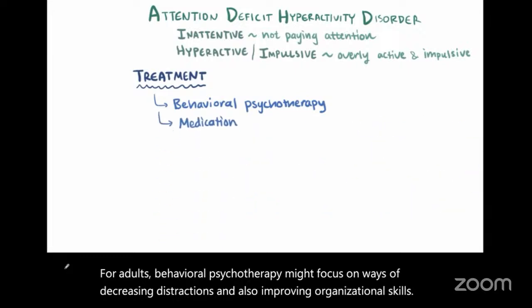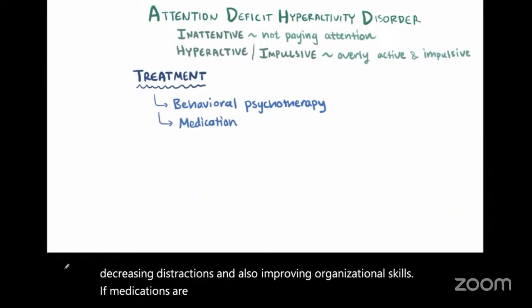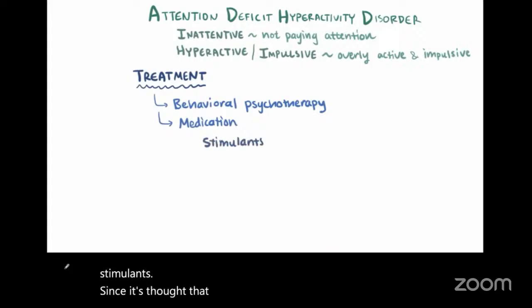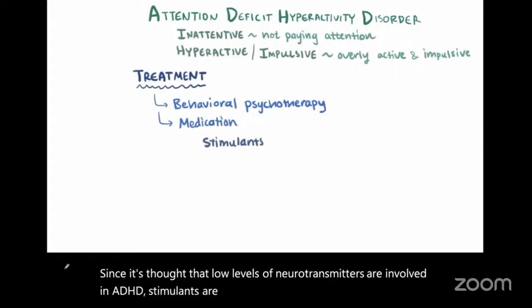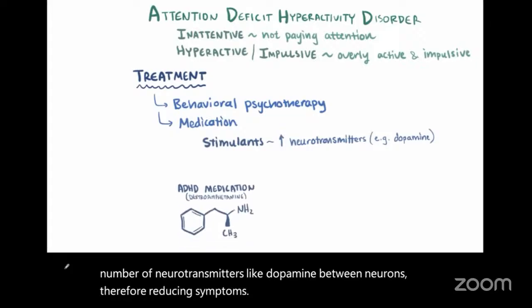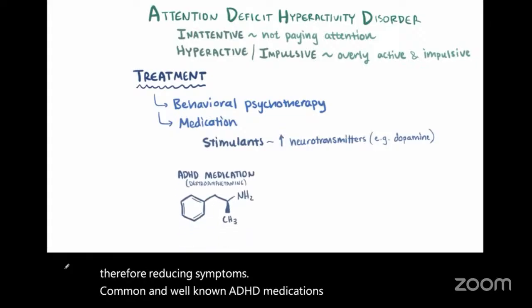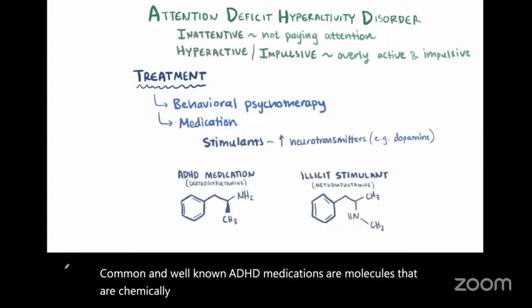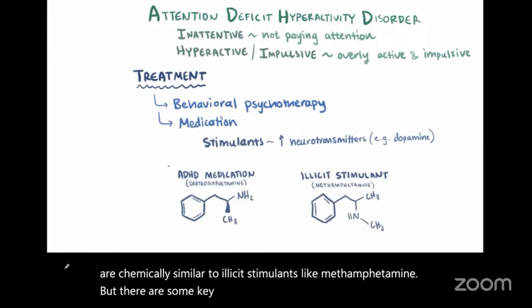If medications are prescribed, typically the first-line options are stimulants. Since it's thought that low levels of neurotransmitters are involved in ADHD, stimulants are used because they tend to increase the number of neurotransmitters, like dopamine, between neurons, therefore reducing symptoms. Common and well-known ADHD medications are molecules that are chemically similar to illicit stimulants like methamphetamine, but there are some key differences to keep in mind here.